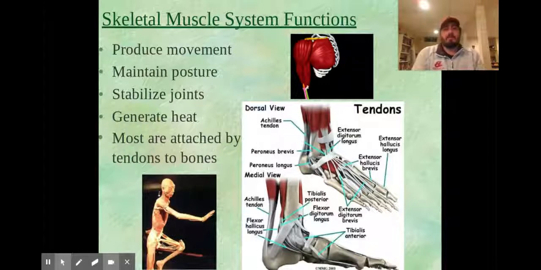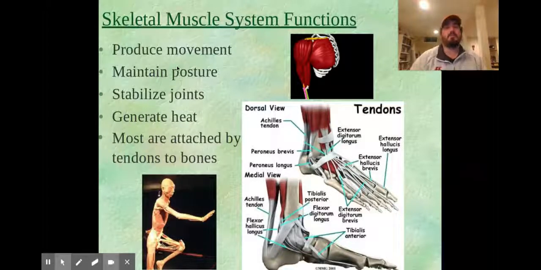Another big one here for skeletal muscles, they generate heat. And that's why when you get really cold, your whole body starts to shiver. That's your muscle cells contracting and firing back and forth to create some heat. And most are attached by tendons to bones. We've talked about tendons and ligaments, connective tissue. But those tendons are the things that connect muscles to bone.